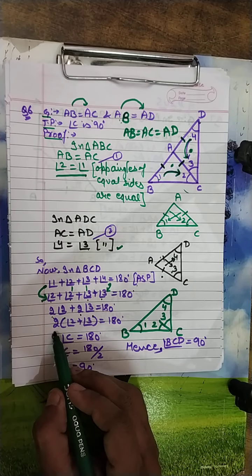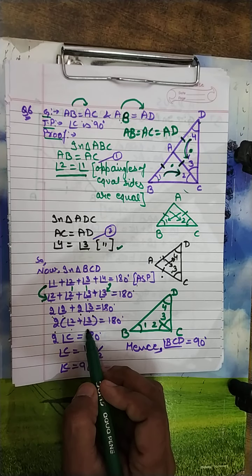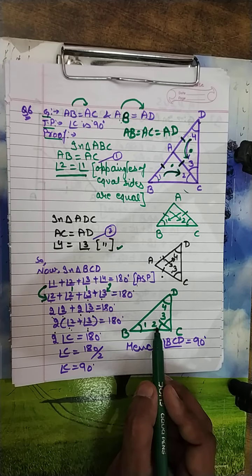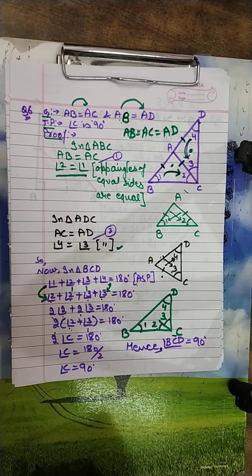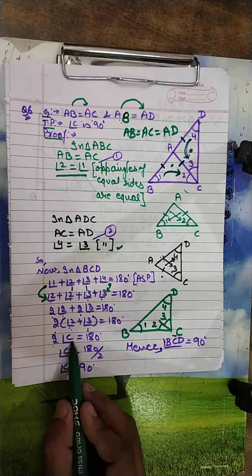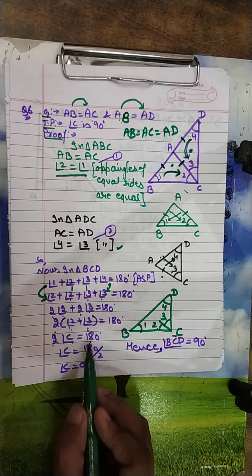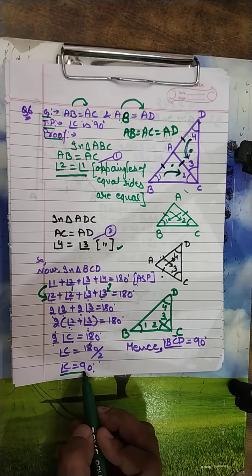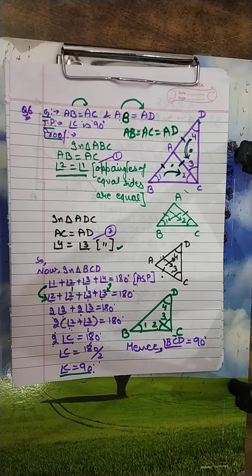Take the 2 common from here, that becomes angle 2 plus angle 3. What is angle 2 plus 3? Angle 2 plus 3, that's angle C. So double of angle C equals 180. Dividing by 2, it comes to 90 degrees. So angle C equals 90 degrees.